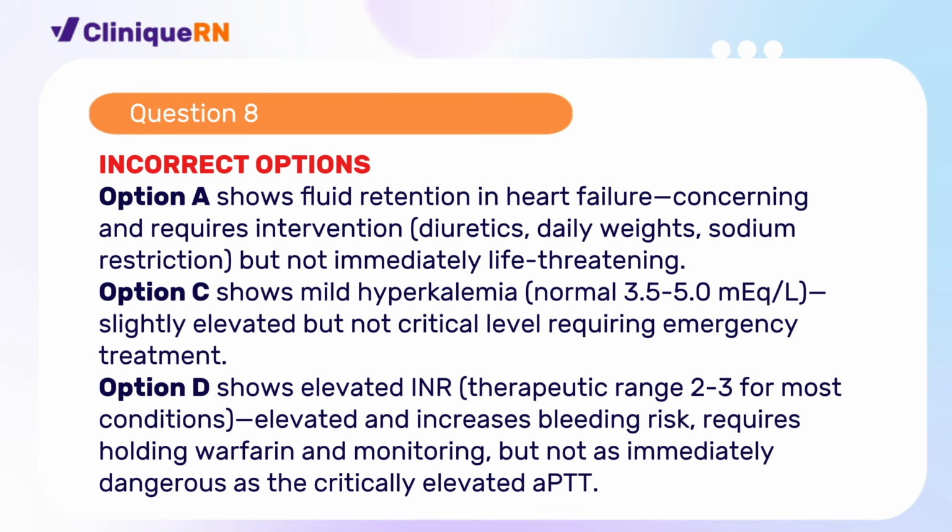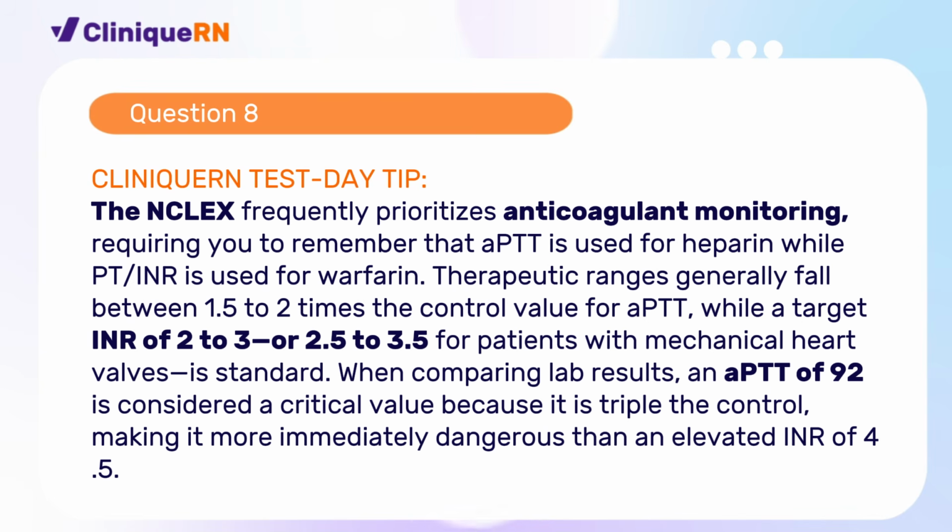Option D shows elevated INR, therapeutic range 2 to 3 for most conditions. Elevated and increases bleeding risk, requires holding warfarin and monitoring, but not as immediately dangerous as the critically elevated APTT of 92. Clinique RN test day tip.